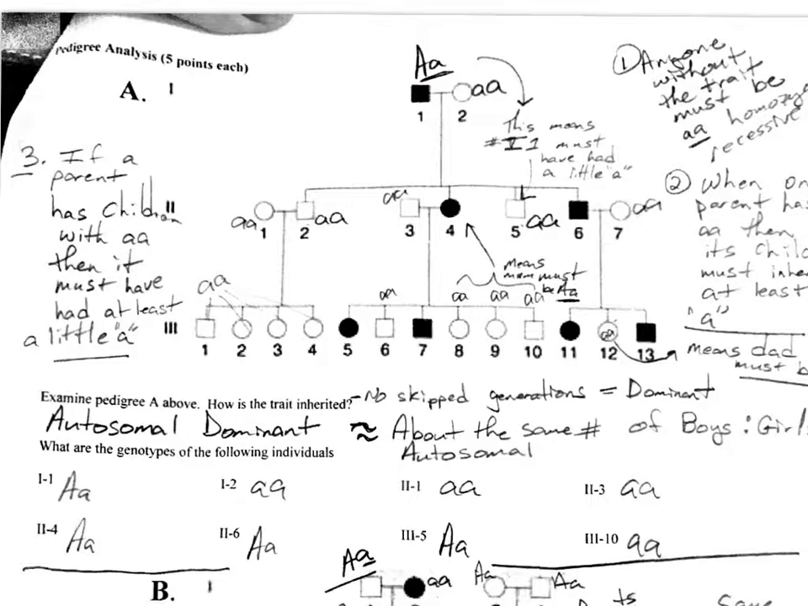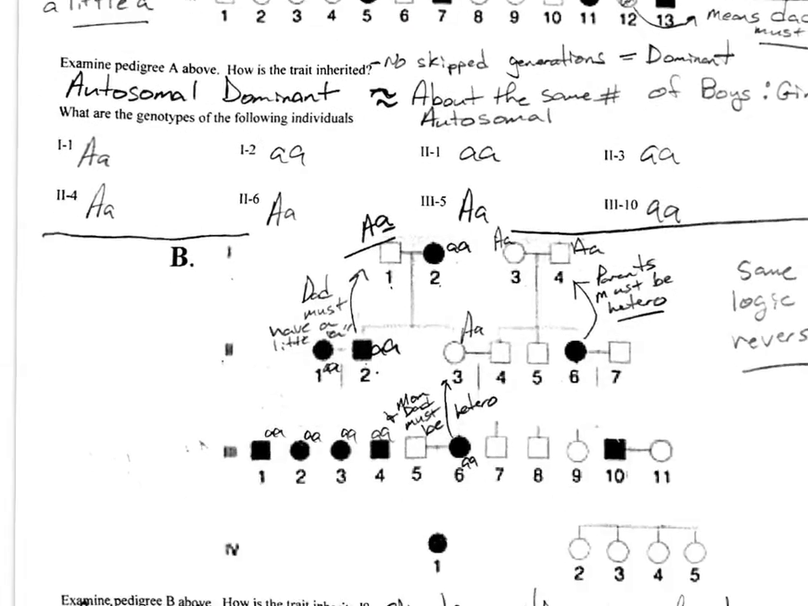Because one of the kids doesn't have it. Here, this kid doesn't have it. So this kid's little a, little a. He got one little a from mom. Where did he get the other little a? From dad. So dad has to have a little a, so he has to be heterozygous. And you do the same logic for all of these. I'm moving on to the next problem.